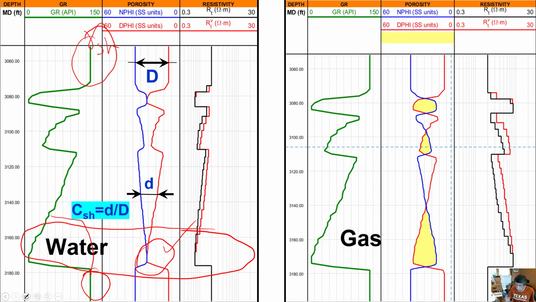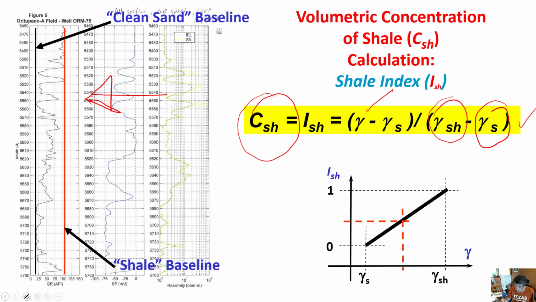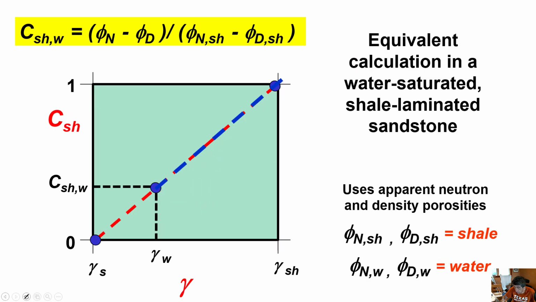Once I know that, then I'm very happy and I can go back to this equation. And what it means is that now that I know the end members, gamma ray logs, point by point, here, I can calculate the volumetric concentration of shale. This equation, mind you, only applies to the case of shale laminated sandstone. If you have a case with grain coating clay, then that equation has to be modified. But for now, we're safe because we're only looking at shale laminated sandstones.